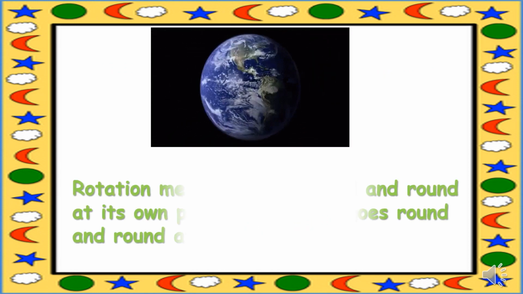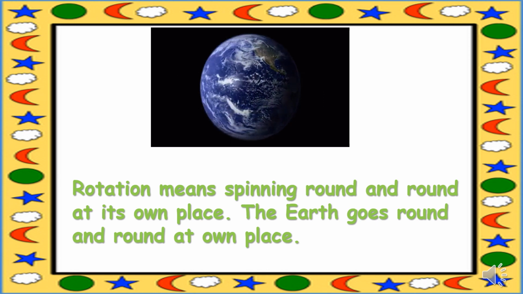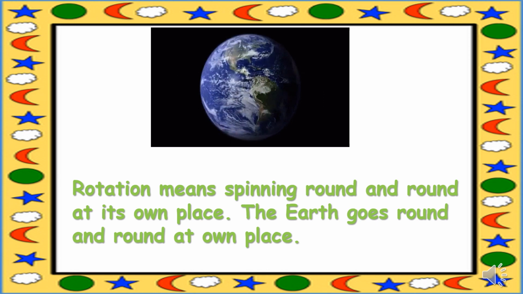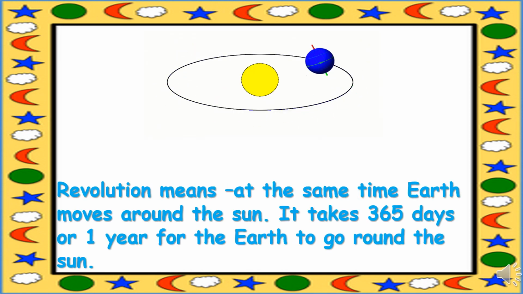Rotation means spinning round and round at its own place. The earth goes round and round at its own place. Revolution means at the same time earth moves around the sun. It takes 365 days or 1 year for the earth to go round the sun.